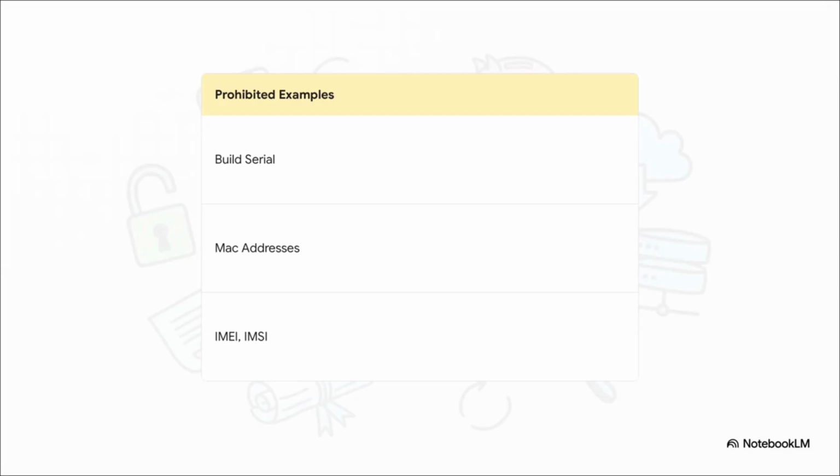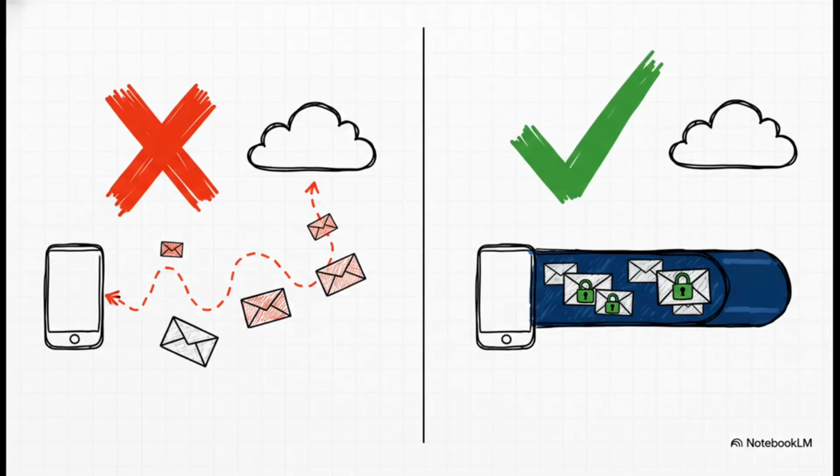So what kind of identifiers are we talking about? The big ones. Things like the build serial number, MAC addresses, and especially the IMEI or IMSI. Why? Because these are permanent, like a phone's social security number. Using them for tracking would completely shatter the trust that Instant apps are built on. So they are a hard no. This one is short, sweet, and absolutely non-negotiable.